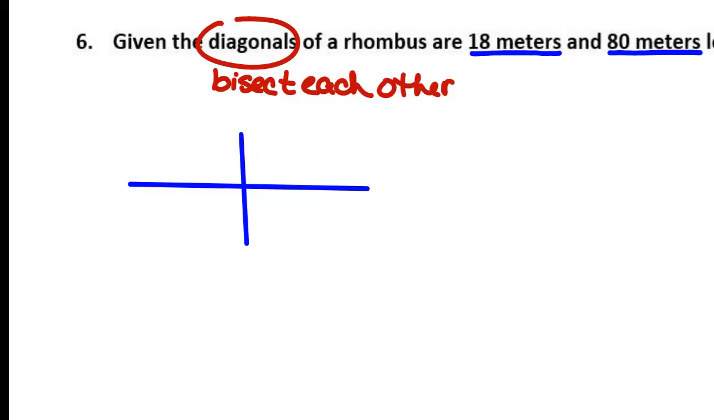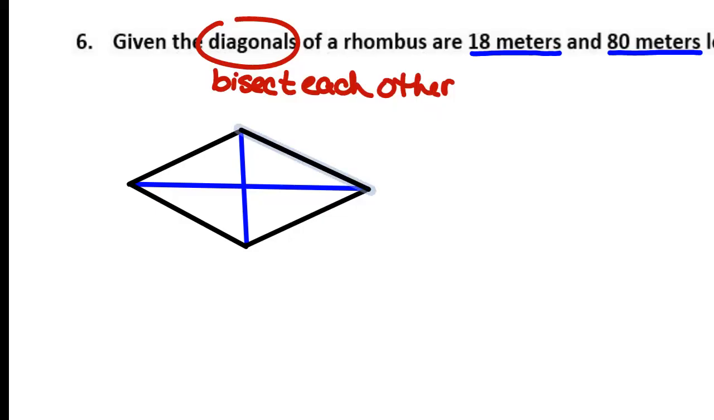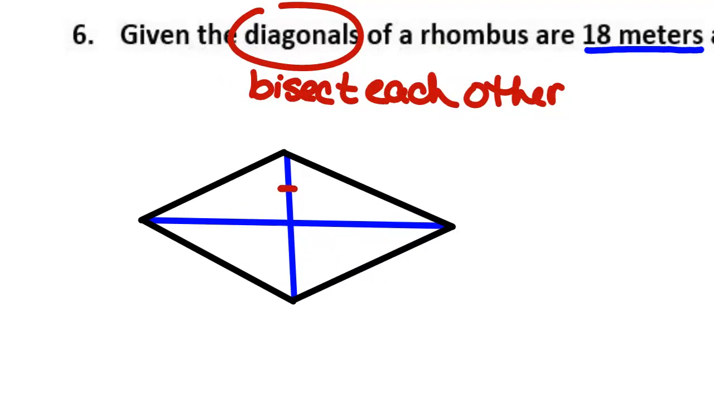And then I'm going to draw the outside of the shape around those diagonals. So I'm going to go from point to point around my shape. So it should look something like this at the end. You said the diagonals are bisecting each other, so that means these two halves are congruent, and these two halves are congruent.